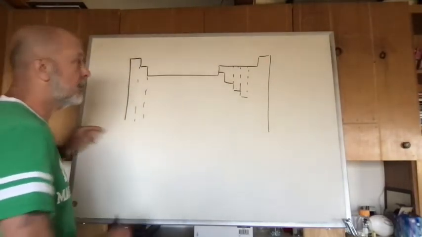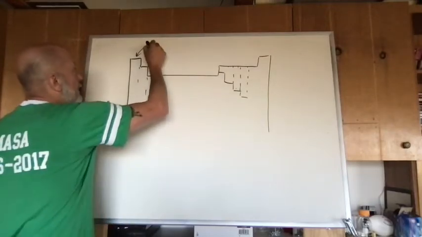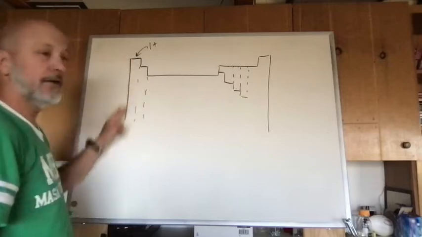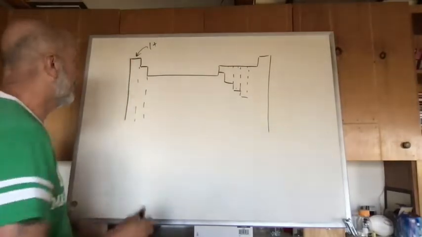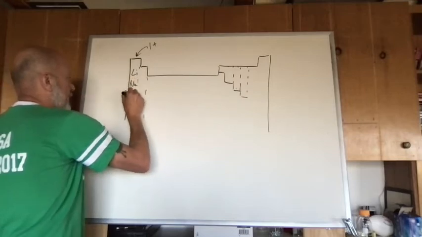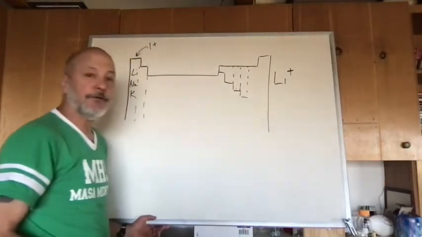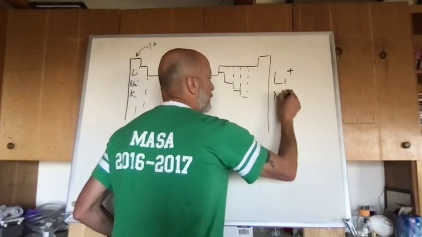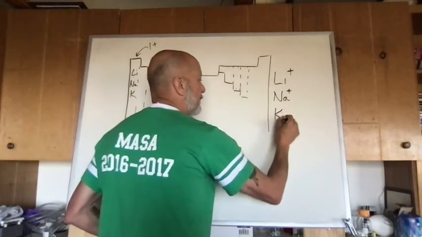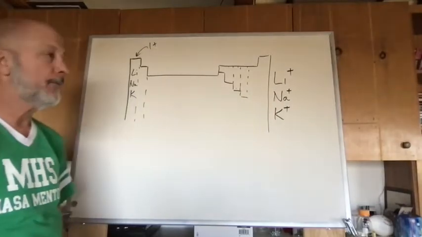In this first column, the metals only have one valence electron, so the metals will release that one valence electron to become a 1 plus ion. So things like lithium, sodium, and potassium. Lithium loses an electron to become Li+. Sodium loses an electron to become Na+. Potassium loses its one valence electron to become K+, when they combine with nonmetals.